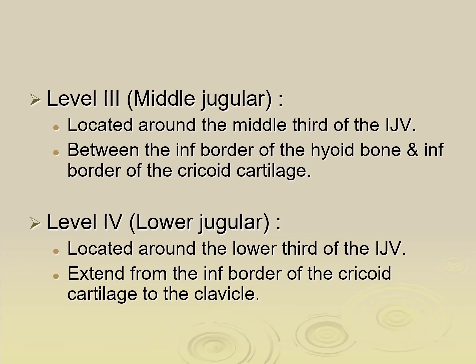Level 3 is the middle jugular, located around the middle third of the internal jugular vein, between the inferior border of the hyoid bone and the inferior border of the cricoid cartilage. Level 4 is the lower jugular, located around the lower third of the internal jugular vein, extending from the inferior border of the cricoid cartilage to the clavicle.